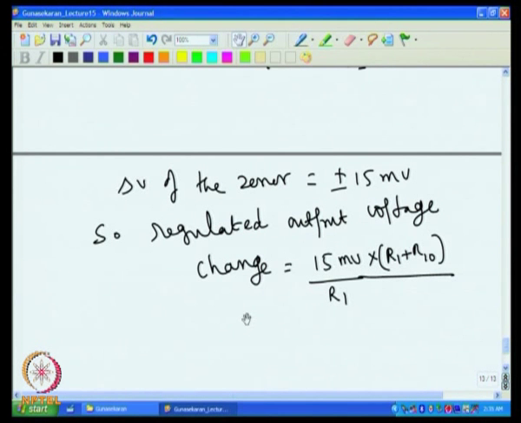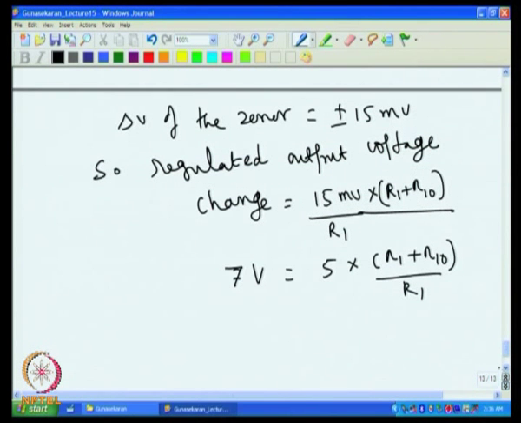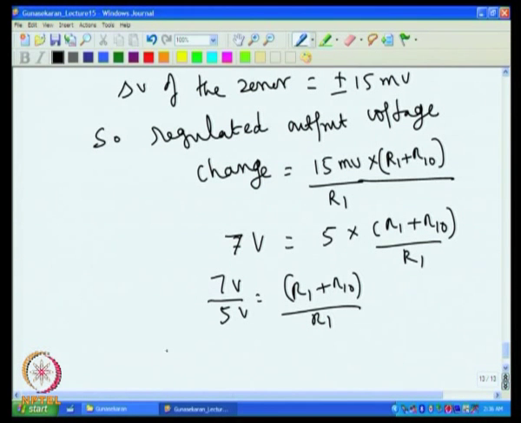If you work this out, we know that the Zener voltage is 5 volt, and R1 and R10 can be computed, because 7 volt is our output voltage. 7 volts is equal to 5 into R1 plus R10 divided by R1, because we got 7 volt from the 5 volt reference. That means this ratio you can determine. So, this ratio will be 7 volt divided by 5 volt, that is R1 plus R10 divided by R1. Substituting this value, this is to be replaced by 7 by 5.